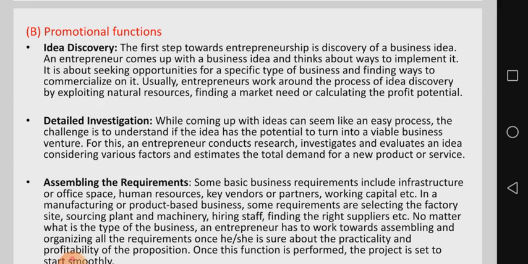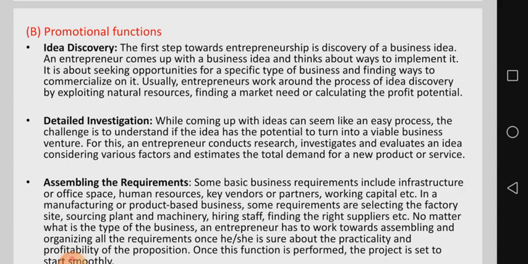Anyway, even if you do not use fraudulent ways, there is a greed to earn money. So what will you do? You will find out the ideas that can be put into your business, so that your business goes well. So for promotional functions, you need new ideas. Next, called detailed investigation. Now, we have already discussed it.